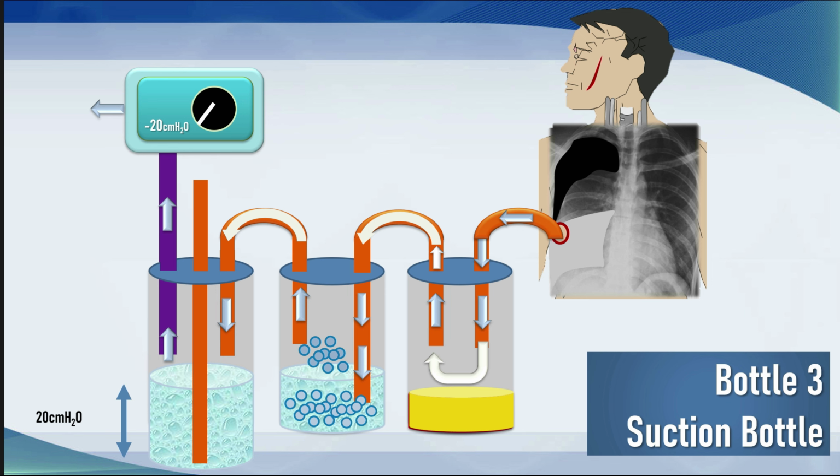In the third bottle, which is attached to the suction, there is an extra tube running through it. It's a vent tube, and it's inserted to the bottom of the bottle, and then water is put into the bottle up to a certain height. In this example, 20 centimeters of water. And the idea is that this acts as a fail-safe. We've set the suction at minus 20 centimeters of water. And the only way air is going to go through that vent is if the suction exceeds 20 centimeters of water. So let's look how this works.